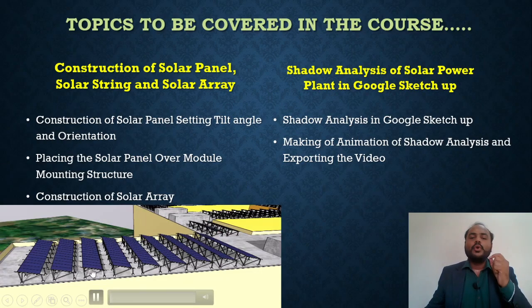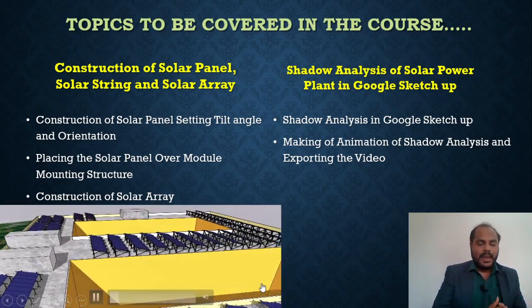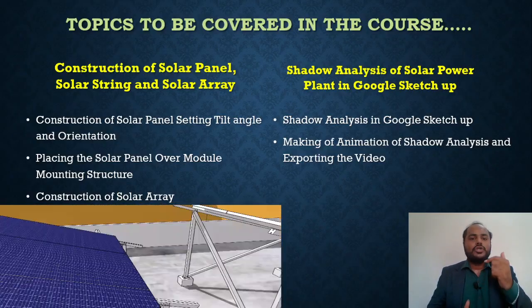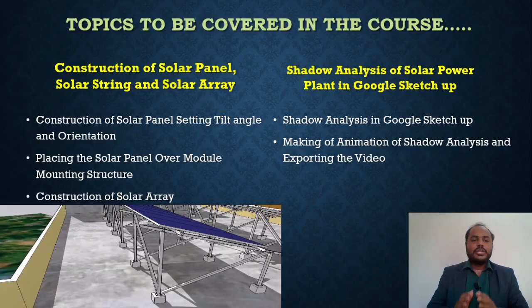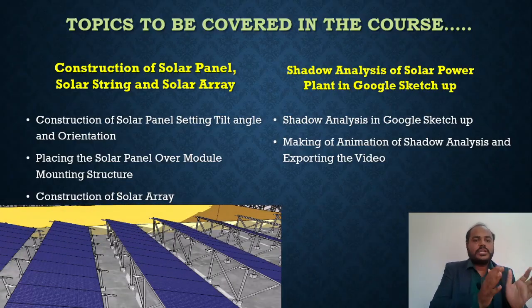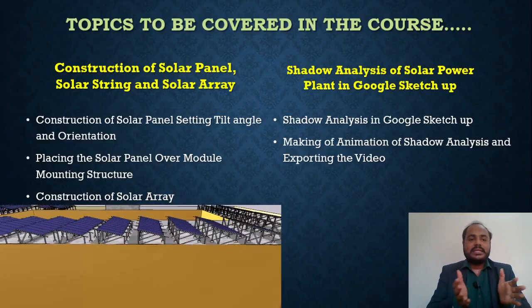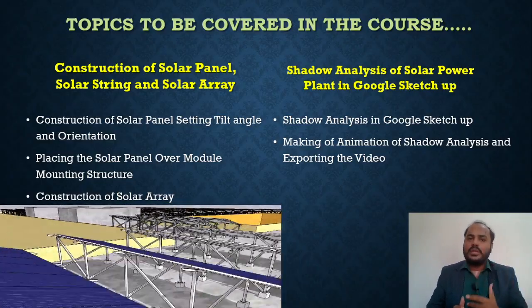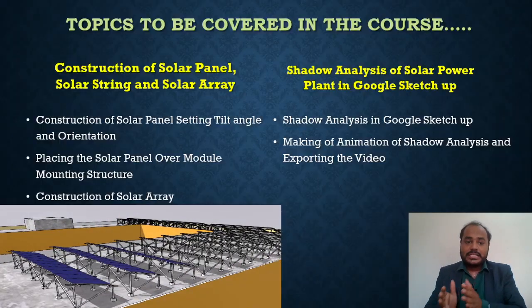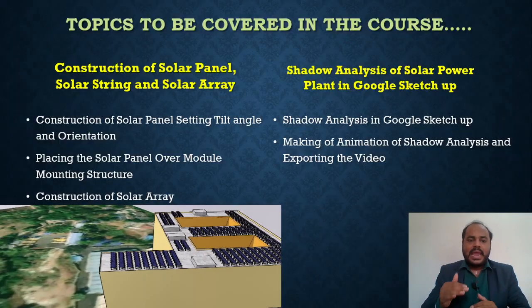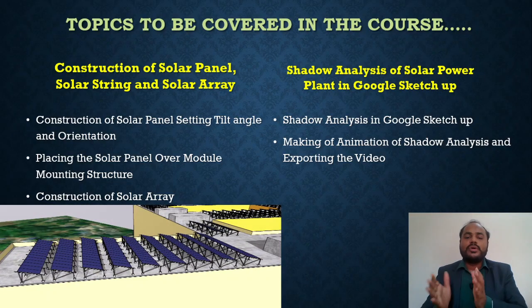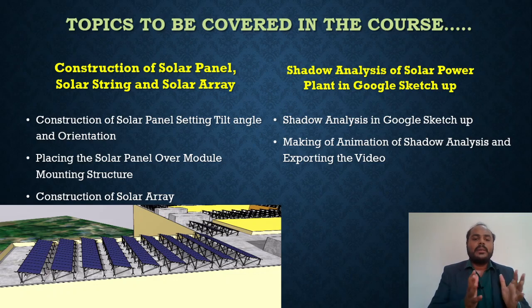The further thing we're going to talk about is the construction of the solar panel in Google SketchUp, solar string sizing in Google SketchUp, and solar array sizing in Google SketchUp. So here we're going to talk about how to construct the solar panel and set its tilt angle and orientation as per the site requirement, placing of the solar panel over the module mounting structure as per the tilt angle we decided, and construction of the overall solar array, and mounting this solar array over the rooftop area by making an appropriate amount of guidelines considering the inter-row spacing.